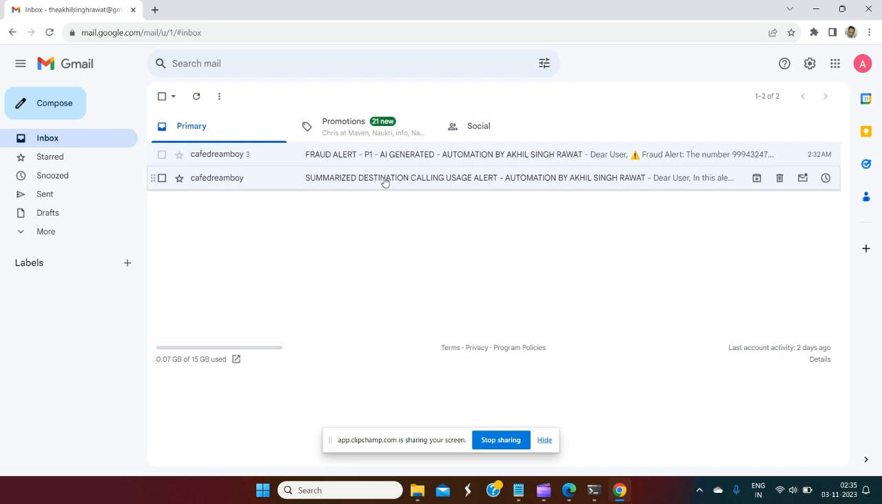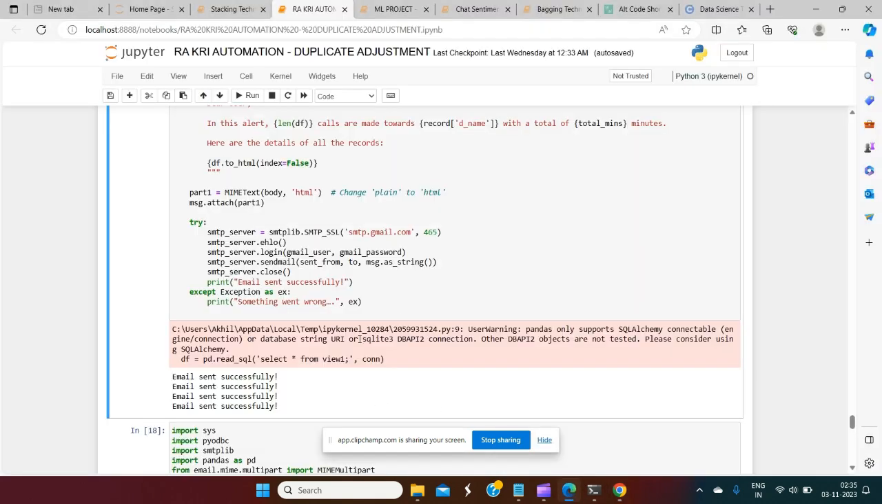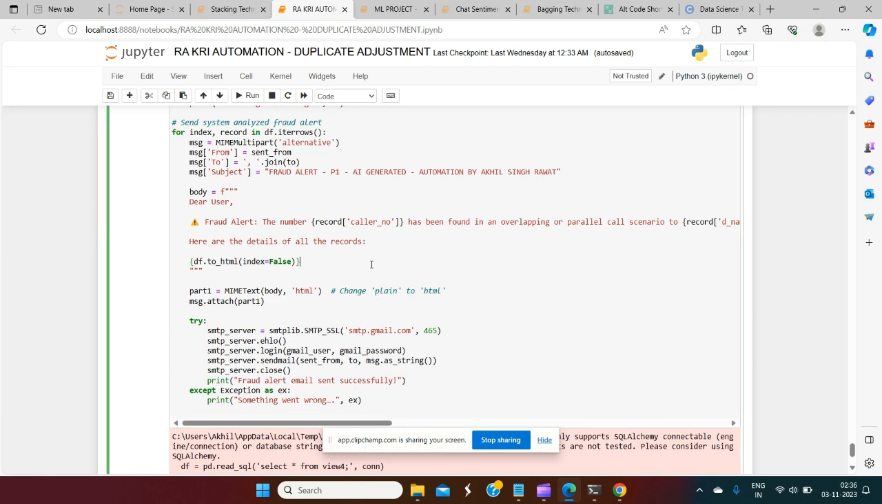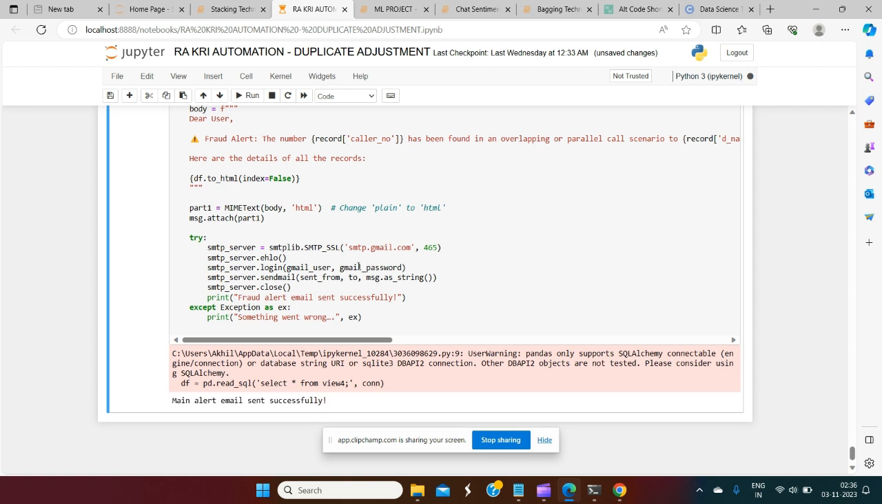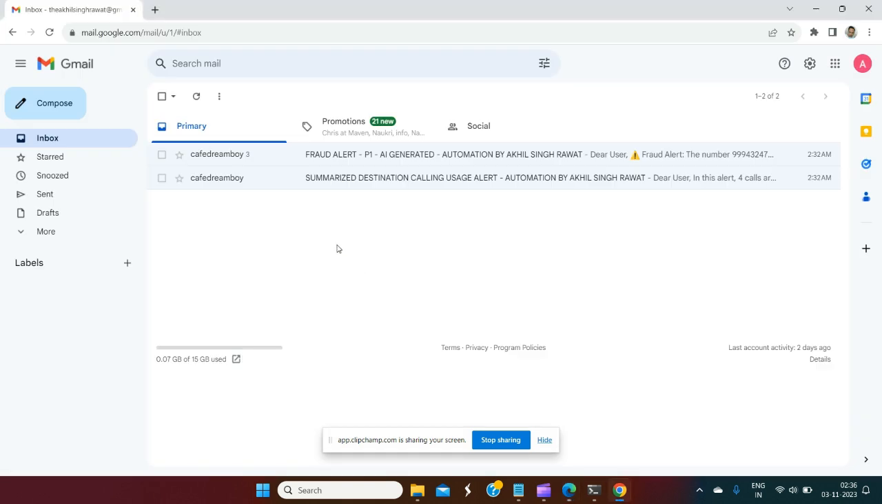And now let's see another example that is more critical: overlapping calls, in which one call has not ended but another call has started, which generally happens in PBX hacking. So let's watch this. I will just run the code now in front of you. It's all live, and see what happens. Okay, so the code is running. Let's wait here in the email window.